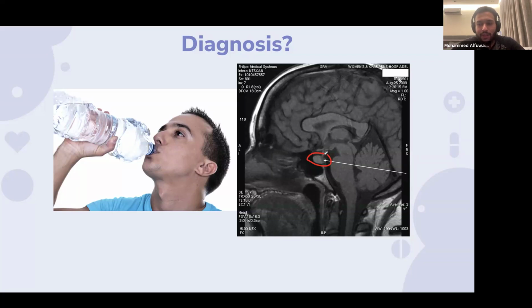If you give them ADH, will this fix all the issues that they have? Yes, exactly. It's opposite to nephrogenic, which is a defect in the kidneys itself. If you give ADH, it won't do anything. Okay. So they're a bit different. So this is central diabetes insipidus, pretty much.